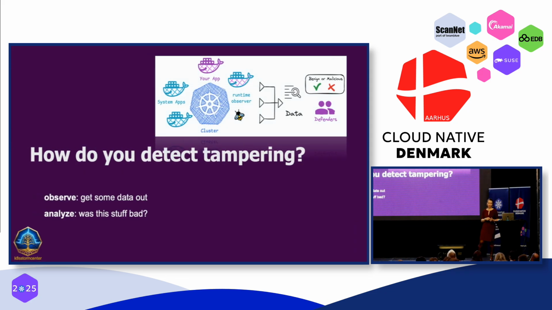So, in general, when you want to detect tampering with your runtime, what you typically need to do is get some form of data out, call it telemetry, call it observability, whatever you want, and then you need to figure out, was it bad or was it not bad? And for that, you typically use rules. Now, if you are an SRE platform team or a DevSecOps person, you need to write rules. And currently, it is on the teams to write those rules or to record profiles.